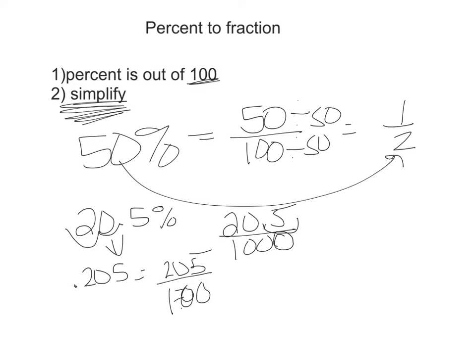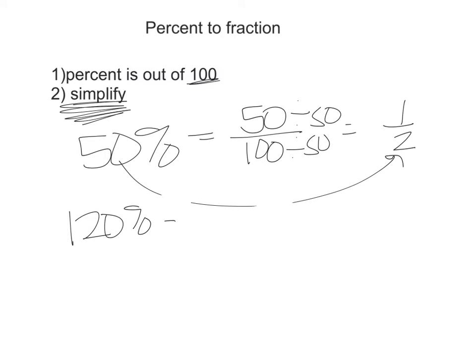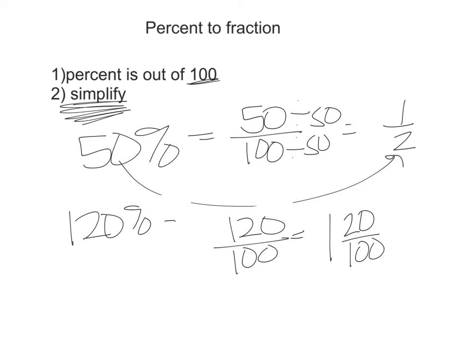Same thing applies if I have over 100%. Let's say 120%. I'm going to put 120 over 100, but now that's an improper fraction. So that's actually going to be 1 and 20 over 100. And I simplify that down, and I have 1 and 1/5.